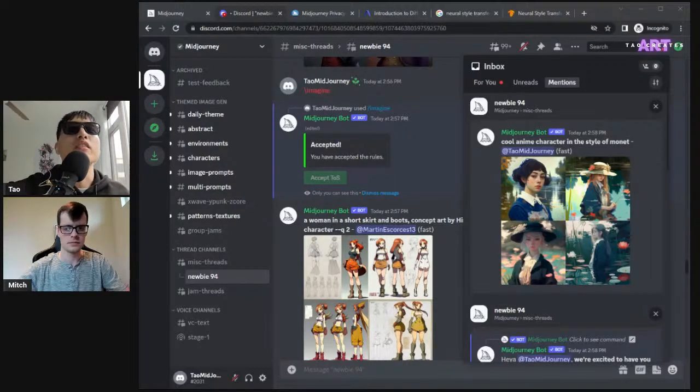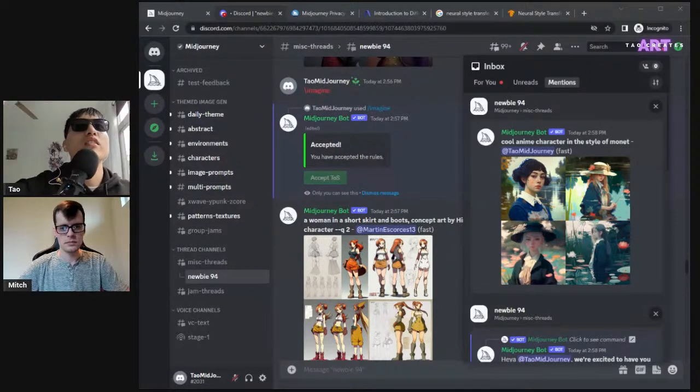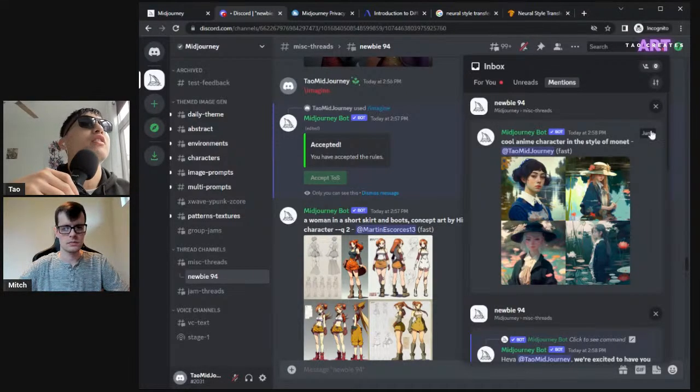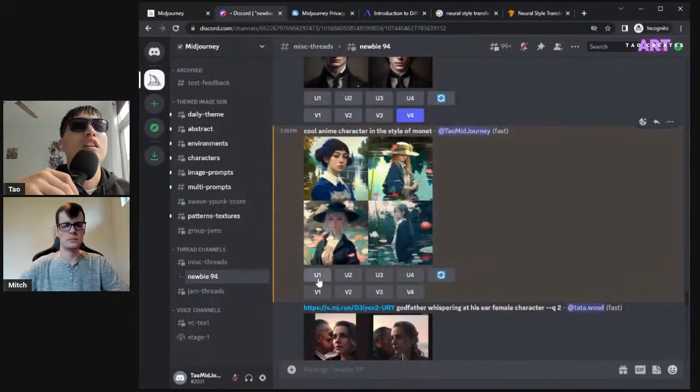Yeah, it's pretty amazing. It's kind of like Stable Diffusion, except you can generate four at a time, and you can upscale and also generate variations. If you click upscale here, it'll actually upscale the image for you, and it does it super quickly. So it's pretty cool.